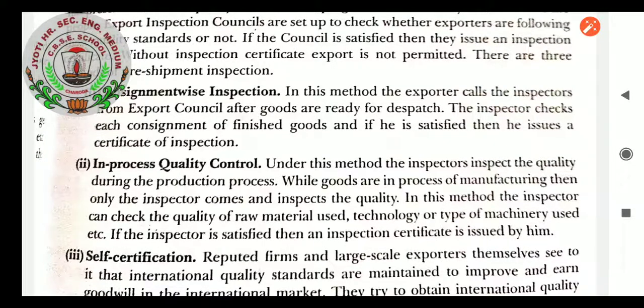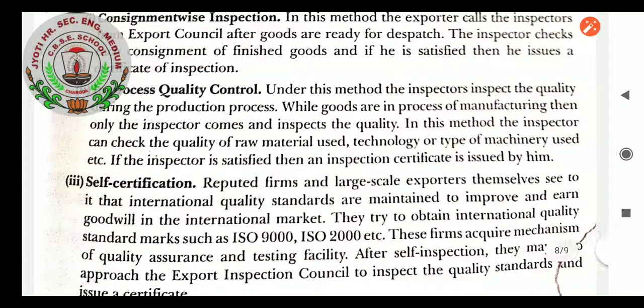In process quality control. Under this method, the inspector inspects the quality during the production process. While goods are in process of manufacturing, then only the inspector comes and inspects the quality. In this method, the inspector can check the quality of raw material used, technology or type of machinery used, etc. If the inspector is satisfied, then an inspection certificate is issued by him.